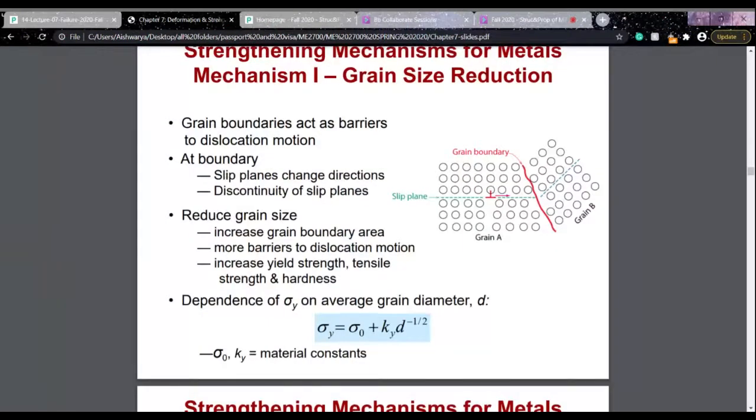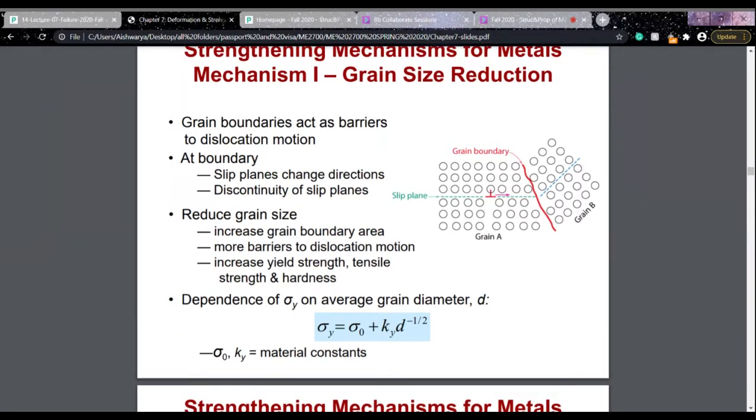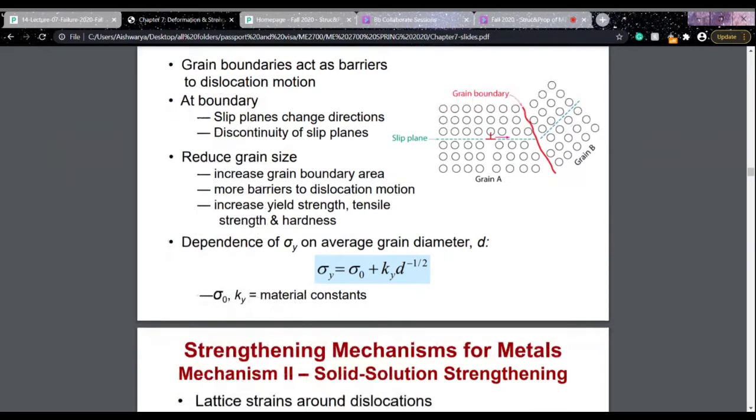As a result, when we reduce the grain size, the yield strength, tensile strength, and hardness, all these mechanical properties also increase as the grain boundary area increases and the dislocation motion becomes difficult. The dependence of the yield strength on the average grain diameter is given by the Hall-Petch equation: sigma y equals sigma naught plus ky d to the power negative half. Here sigma naught and ky are material constants, sigma y is the yield strength, and d is the grain diameter.